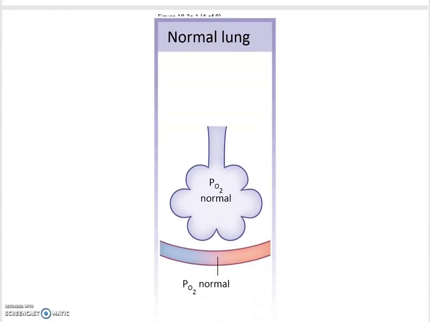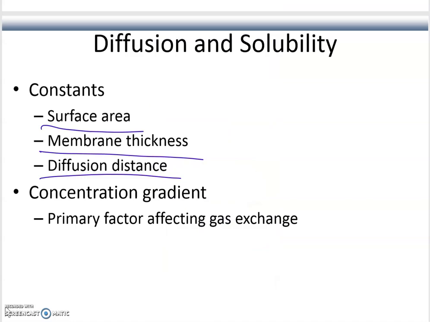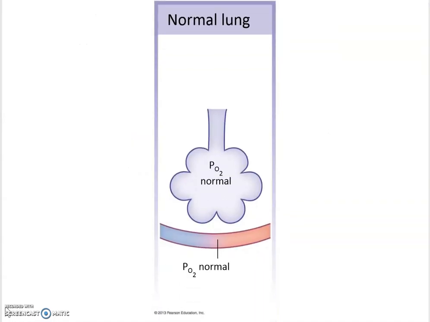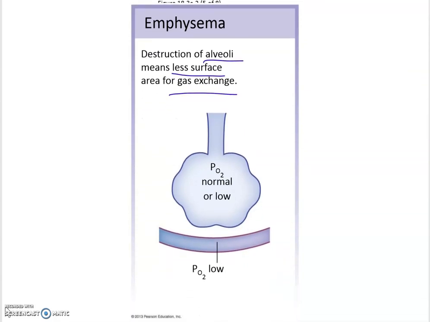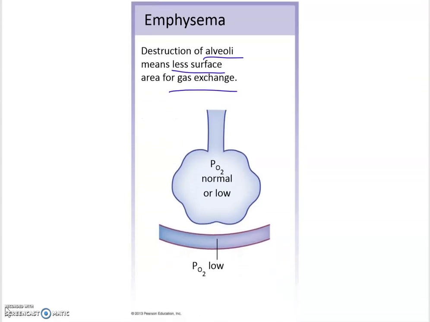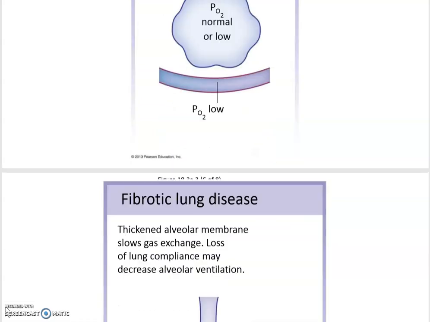So here are some examples. Normal lung. Everything looks good right here in the normal lung. Now let's compare this to emphysema. In this case, the alveoli have less surface area for gas exchange, and that will limit the gas exchange.